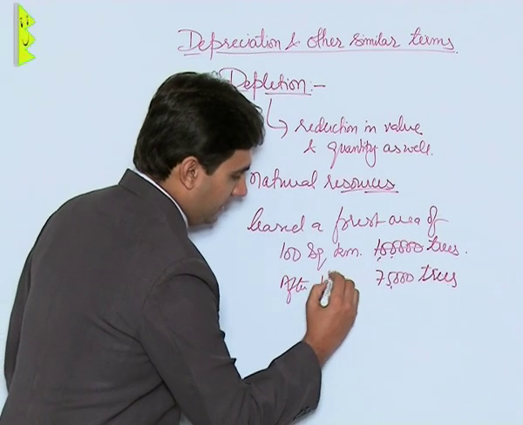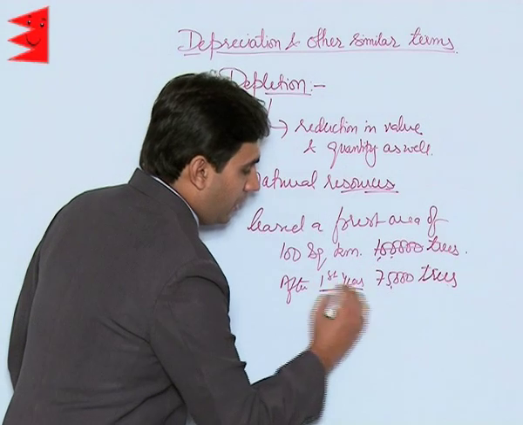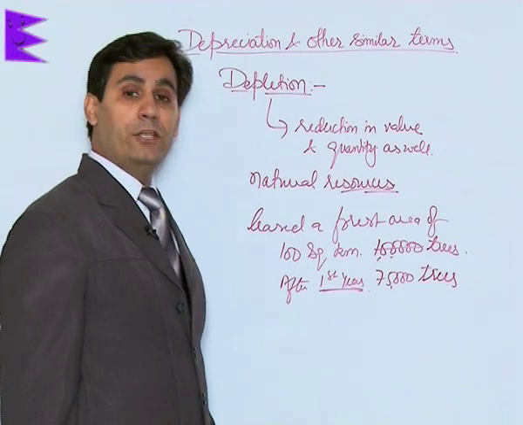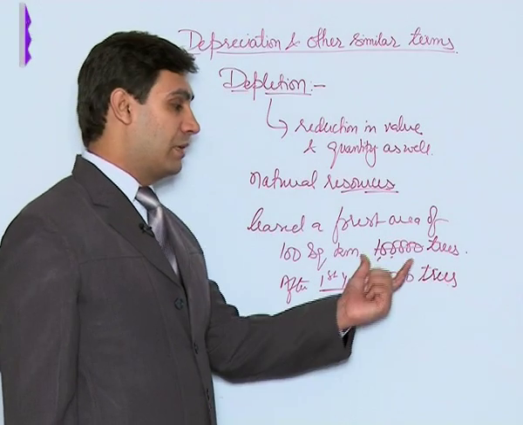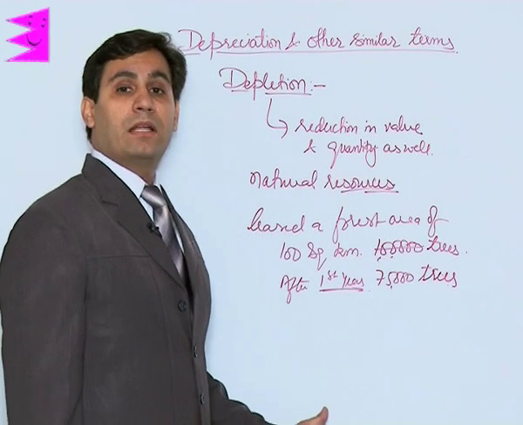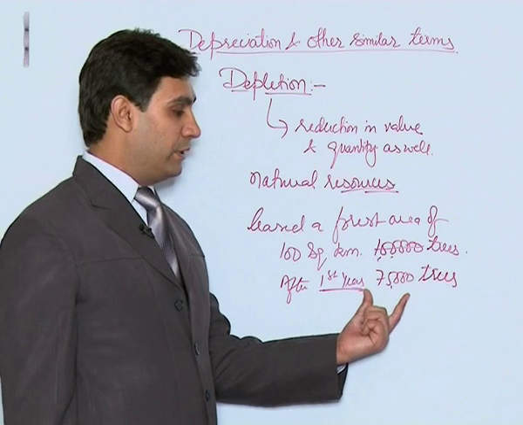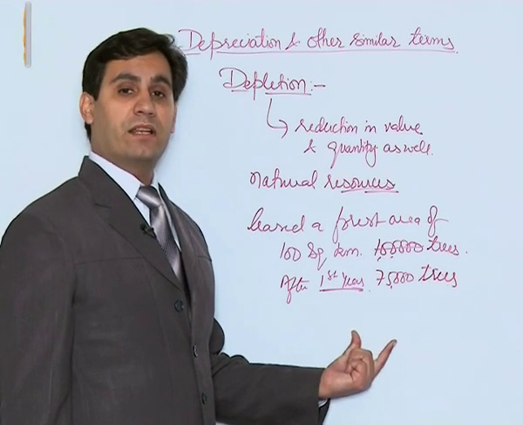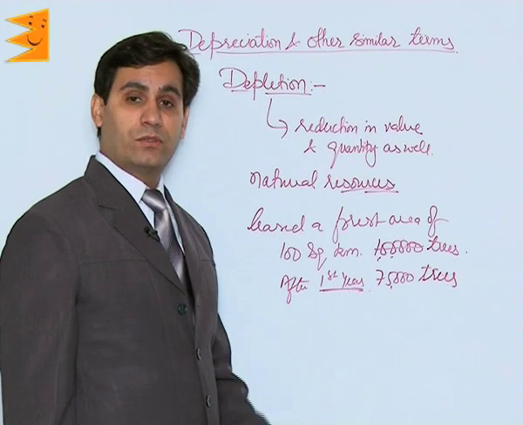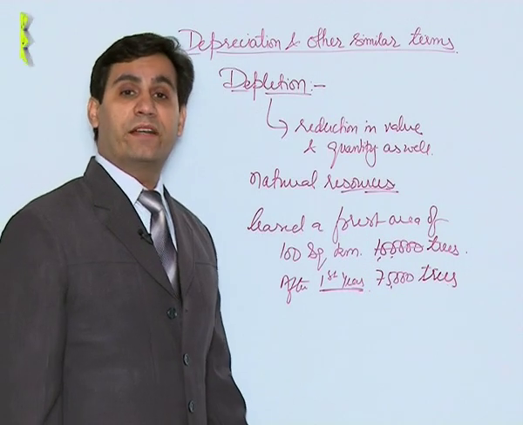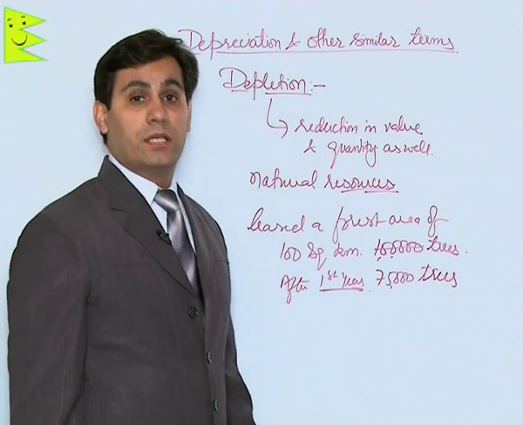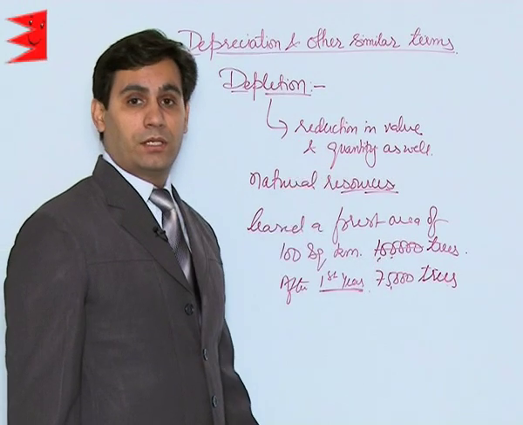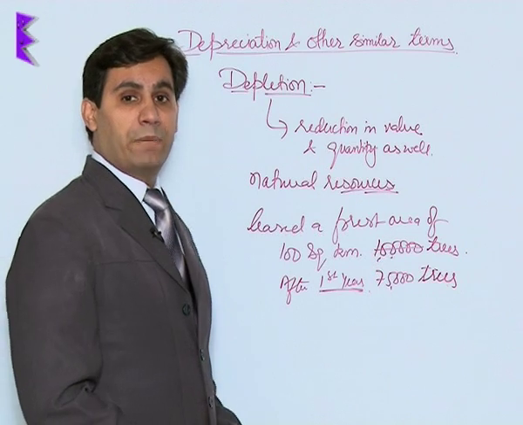Now clearly visible, in this case the value of the forest was high because it had a large number of trees. But when you cut down 25,000 trees, in the next year the number of trees remaining is 75,000. So that means there is a reduction in the quantity as well. This reduction in the quantity is actually called depletion. The same is the case for mines.